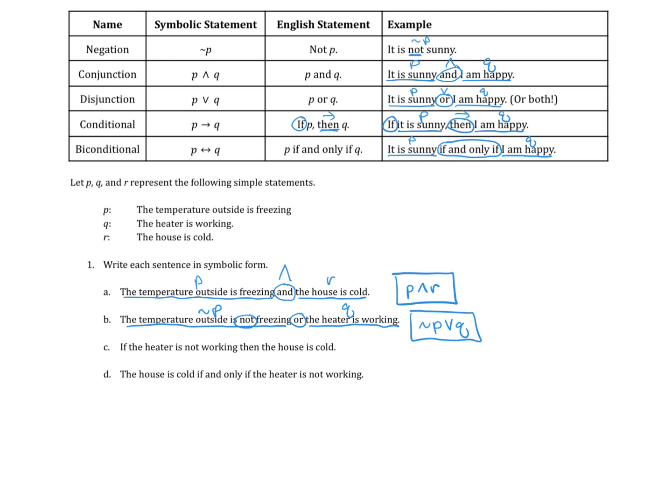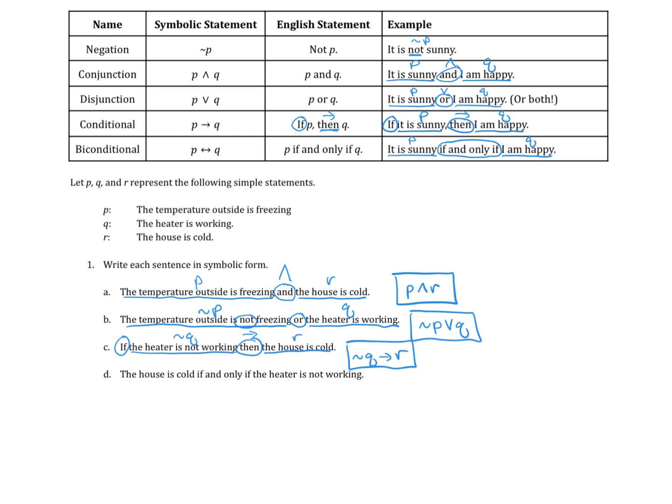The next one, if the heater is not working, then the house is cold. So remember with an if then, if goes at the beginning, and where we have the word then is where we have the single arrow. The heater is not working is not Q. The house is cold is R. So this one would be if not Q, then R.